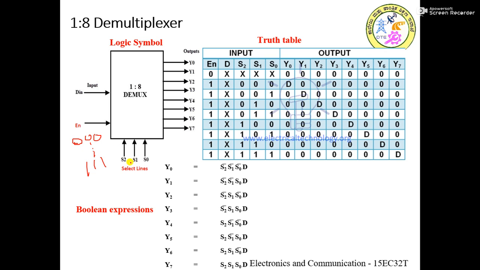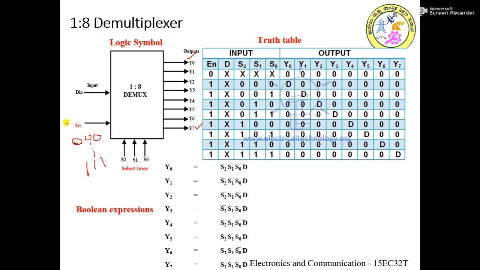So with select line content 0, 0, 0, Y0 is selected and the D appears on Y0. Similarly, with 0, 0, 1, Y1 is selected. With 0, 1, 0, Y2 is selected. With 0, 1, 1, Y3, and so on. If the contents on the select line are 1, 1, 1, then the last line Y7 is selected, and the information on the D pin will be routed on the last output line, that is Y7.